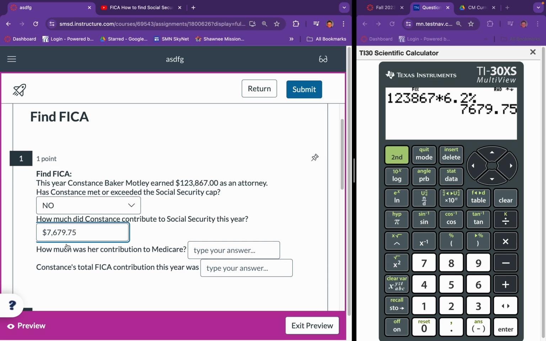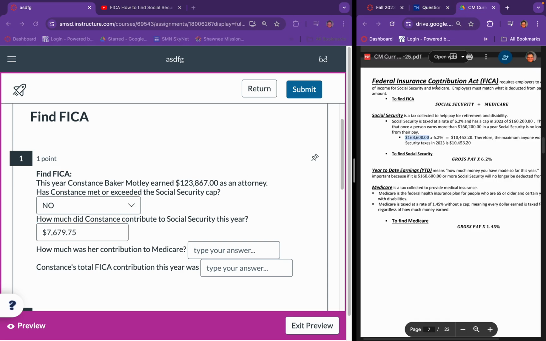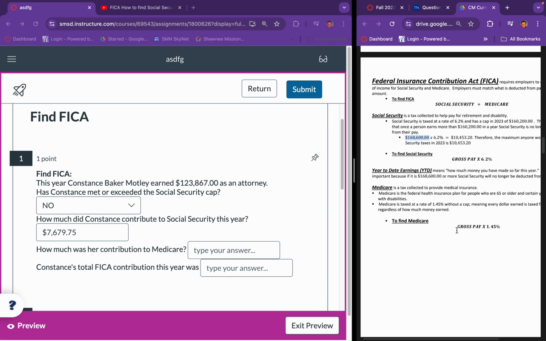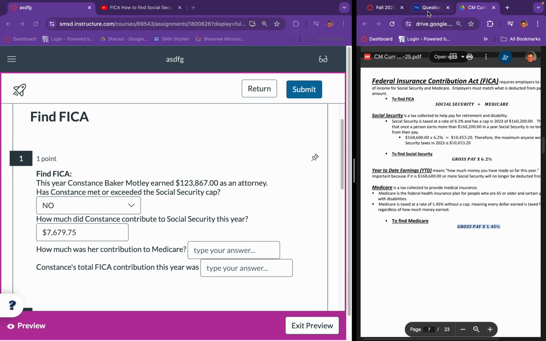The next question is, how much was her contribution to Medicare? Well, Medicare always has to be calculated. Medicare has no cap, so every time we do Medicare, we have to calculate it, and it is how much money we earn times 1.45%.